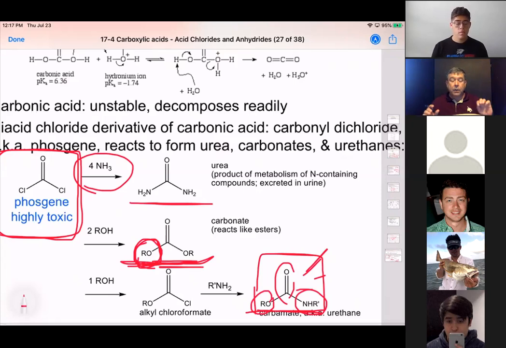All right, so those are the major derivatives so far with acid chlorides, acid anhydrides, and then a little bit about the different derivatives thereof. The simplest of our dicarboxylic acids, carbonic acid. Questions on that before I move on to part 5?